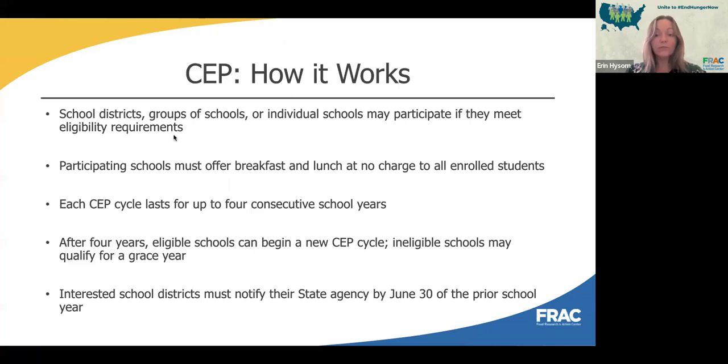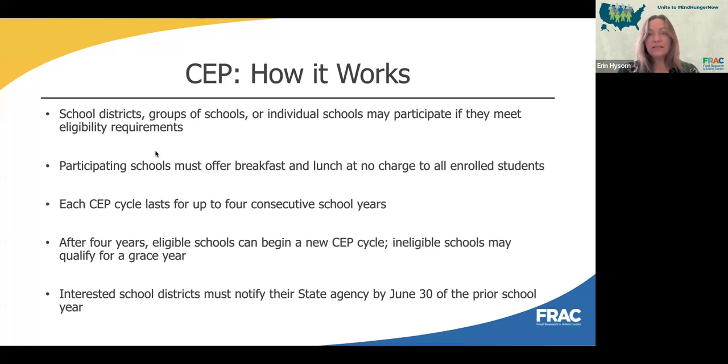Participating schools must offer both school breakfast and lunch at no charge to all students. Once a school adopts CEP, they are enrolled in a CEP cycle. That cycle can last up to 4 consecutive years. At the end of that cycle, eligible schools can renew and begin a new CEP cycle, and ineligible schools can qualify for a grace year.